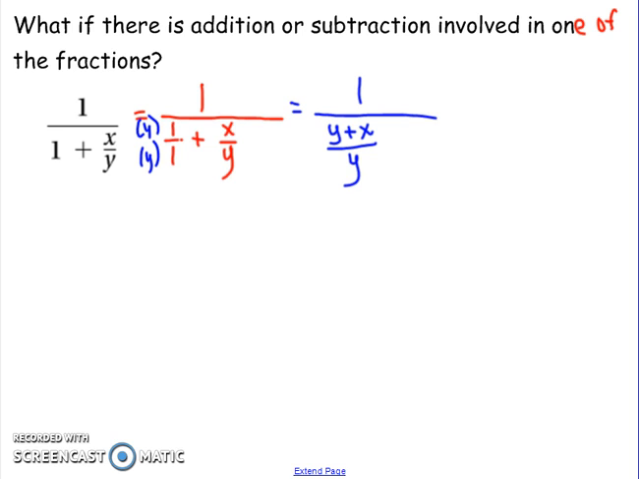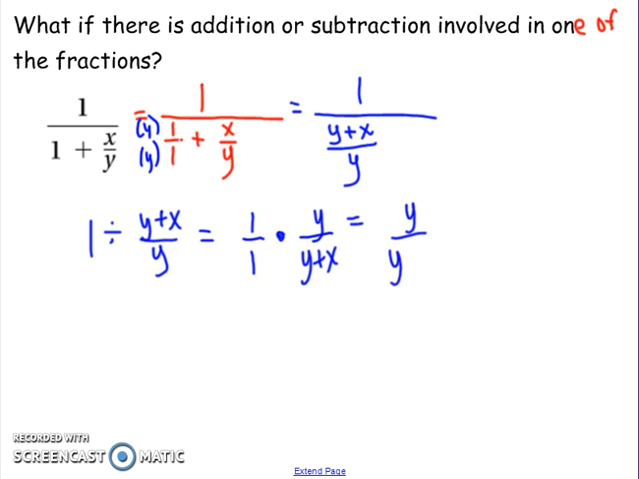Now I can rewrite this as division. So I can say it's 1 divided by y plus x over y. So I'm going to keep change flip, and I'm going to rewrite the 1 as 1 over 1. So times y over, and you can either write it as y plus x or x plus y, whatever you feel like doing. And then here we're just going to multiply across. So we get y over y plus x. And that would be our final answer.